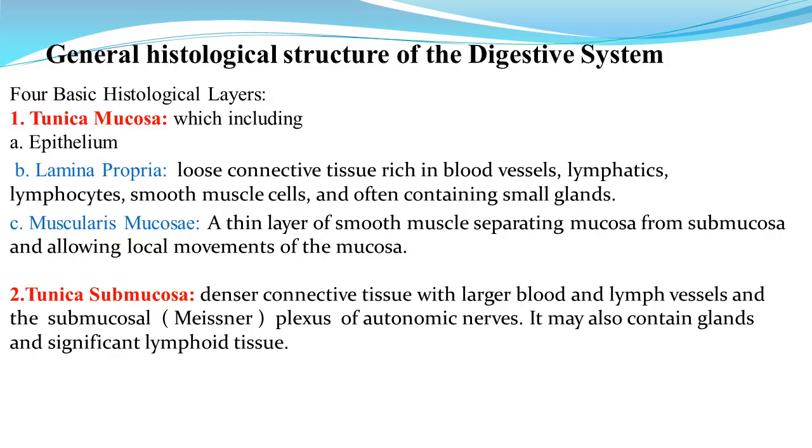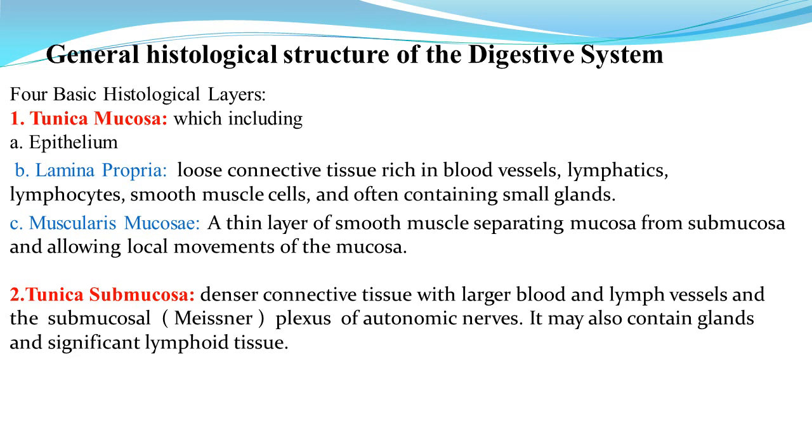The general histological structure of the digestive system includes four main basic histological layers, which are the mucosa, submucosa, muscularis, and the serosa or adventitia. The mucosa includes epithelium, lamina propria, and muscularis mucosa.